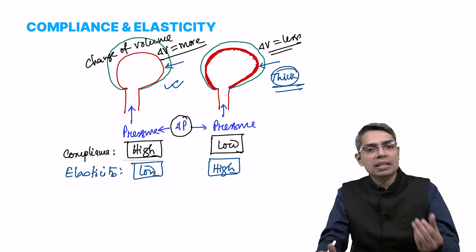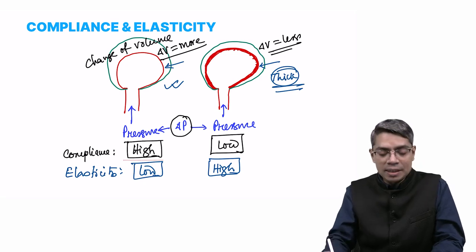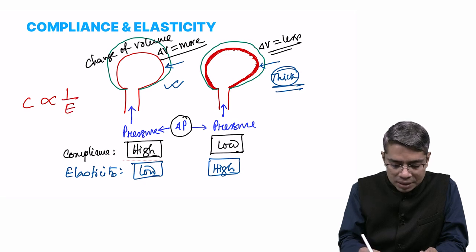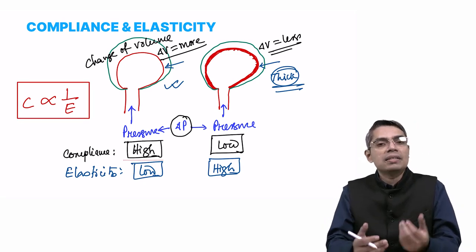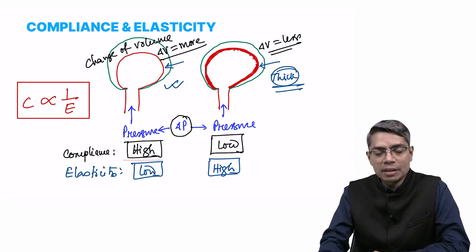So what is the relationship between compliance and elasticity? From this understanding, you can easily see that compliance is the inverse of elasticity. If the structure is rigid, then the compliance is low, but the elasticity of the structure is very high. If I give another example, you will understand a little better.